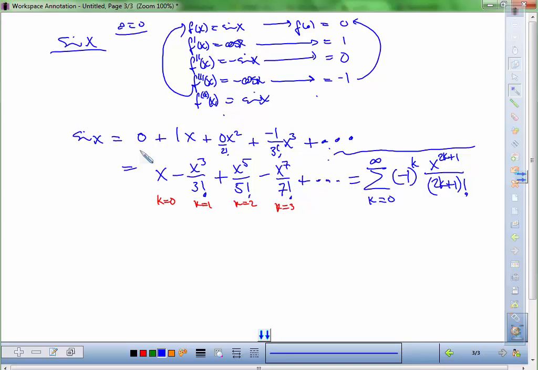It looks like this. Think about the sine function as an odd function. The sine is an odd function because it's symmetric about the origin. And because it's an odd function, if you look at the powers of the x's, it's all odd. Funny how that works. So, are we good with the sine function?